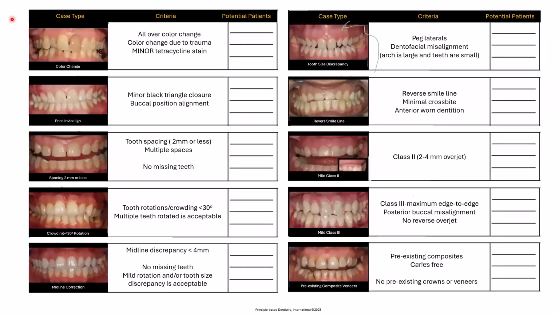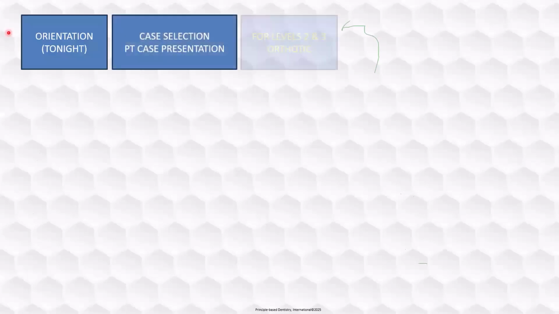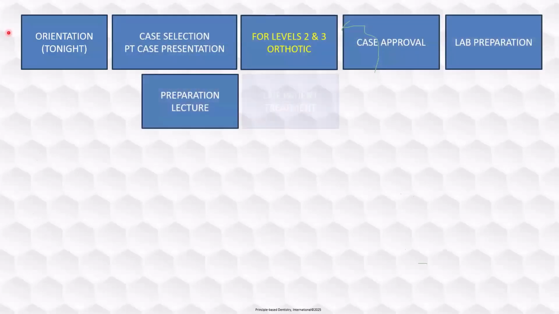So again, here are the case selection choices, just as a reminder. I want you to think, how many patients do you have that fall into one of these categories? You know you have patients that fit into here. And then just a quick review of how the sequence works.